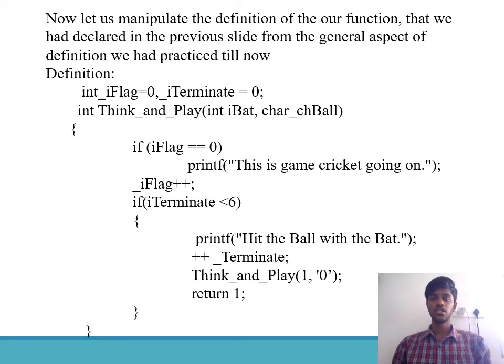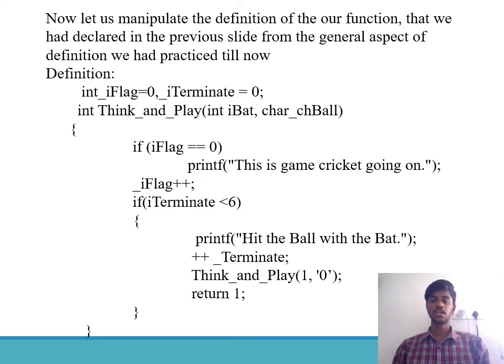Now let us manipulate the definition of a function that we had declared in the previous slide. From the general aspect of definition we had covered till now, let's see the definition for a recursive function. int iflag = 0, terminate = 0; int think_and_play(int ibat, char chbot). Now let's open the bracket.